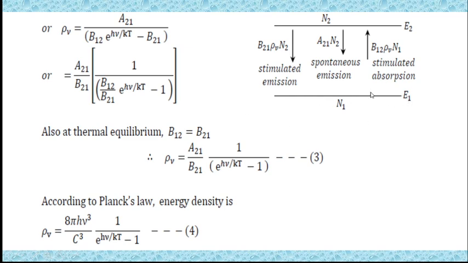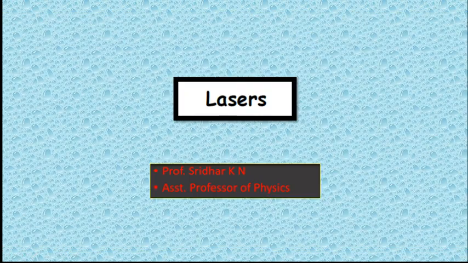Here we have represented the transitions diagrammatically. This is the ground state, this is the excited state. Ground state with energy E1 having n1 number of atoms, excited state with energy E2 having n2 number of atoms. This represents stimulated absorption, that is B12 rho nu n1. A21 n2 represents spontaneous emission. B21 rho nu n2 represents stimulated emission. At thermal equilibrium, sum of these two terms will be equal to this. That is, absorption will be equal to the sum of two emissions.